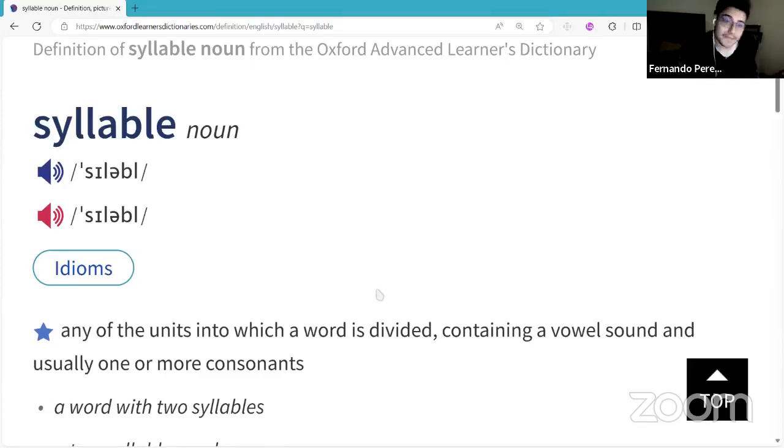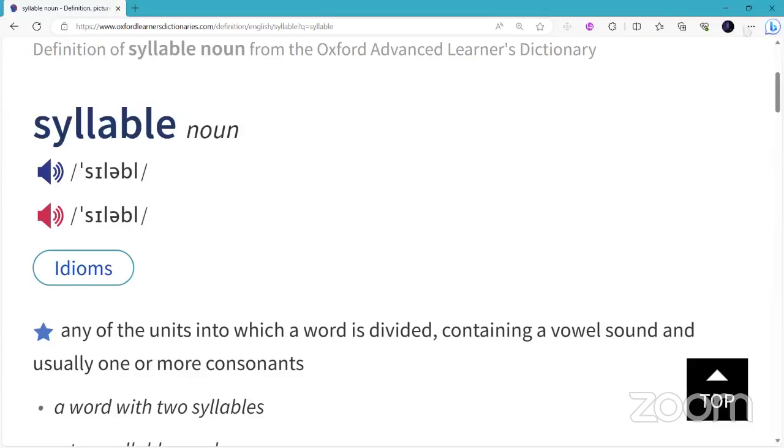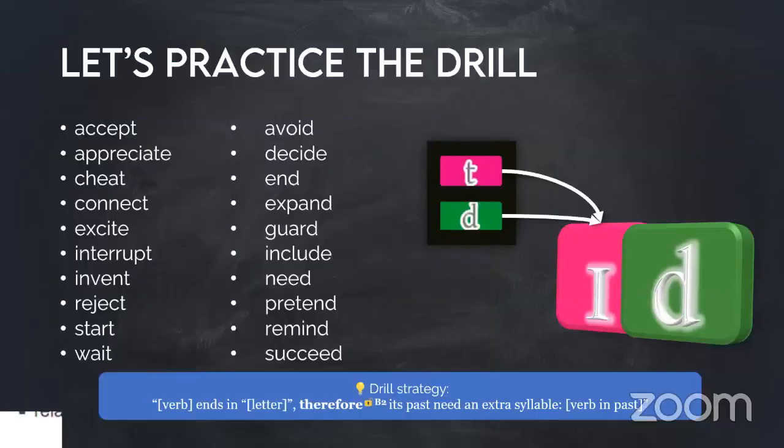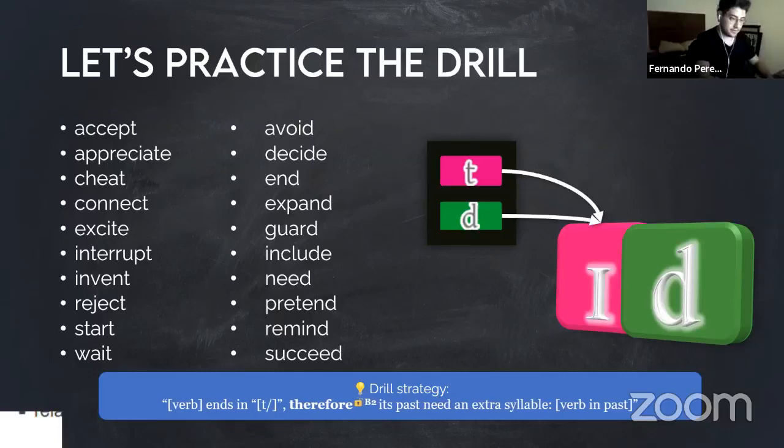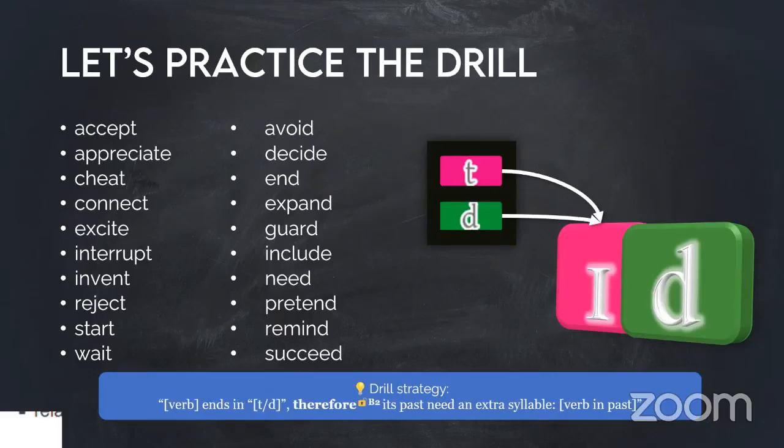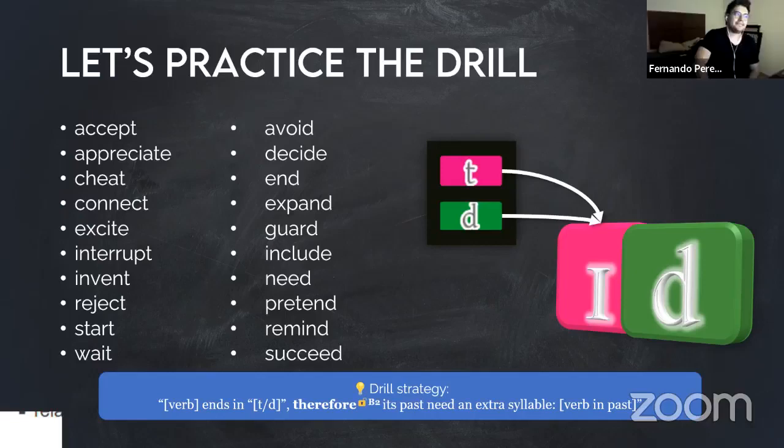So what's the pronunciation? Exactly, it's syllable, not syllable. Sorry, syllable. Let me do it again. Avoid ends in D. Therefore, its past needs an extra syllable. Avoided. Perfect. Very good. That's correct.